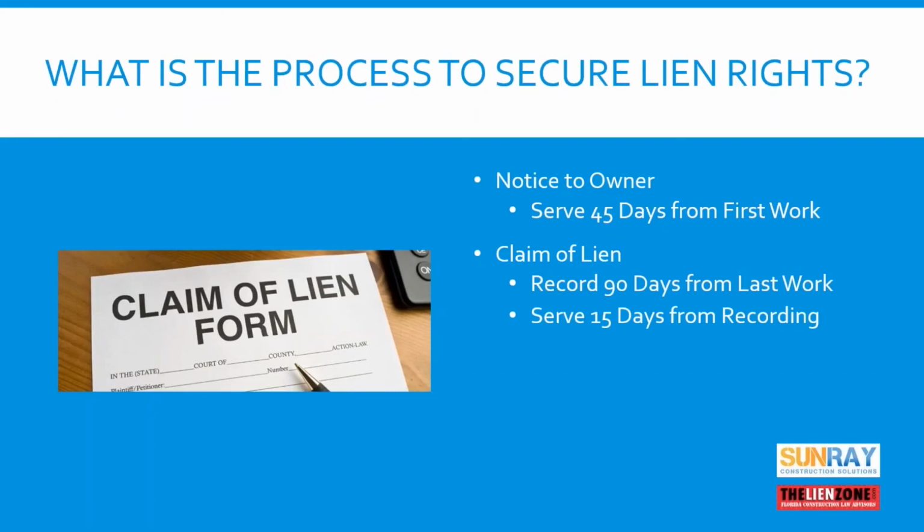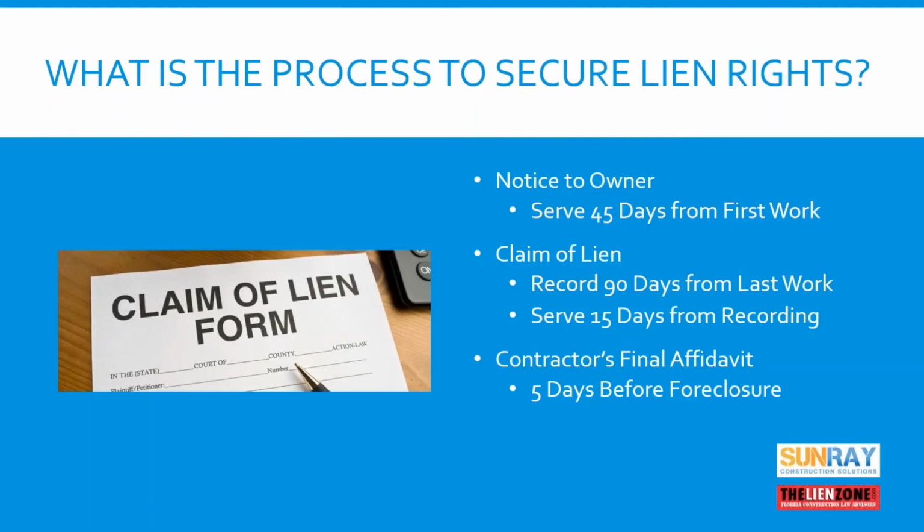Within 15 days of recording the claim of lien, you need to send a copy by certified mail to the owner and those other parties required to get it under the notice of commencement. The contractor's final affidavit needs to be sent 5 days before you institute any foreclosure action on your lien.